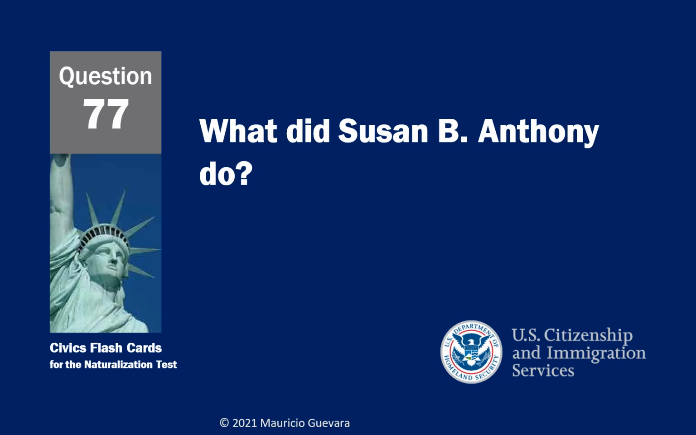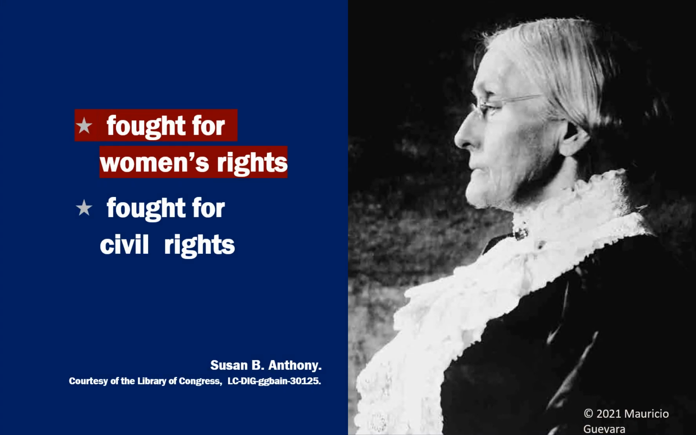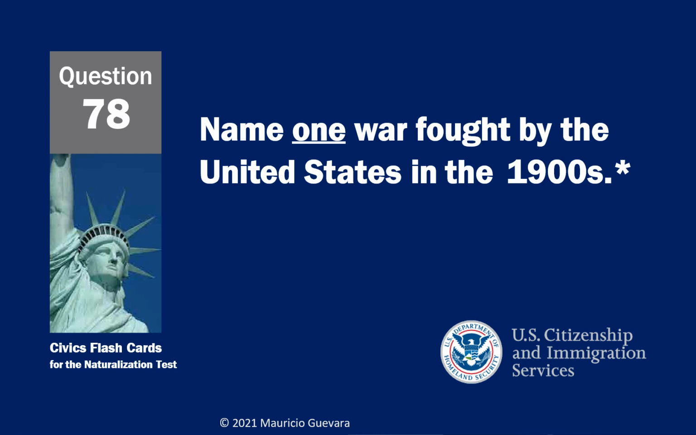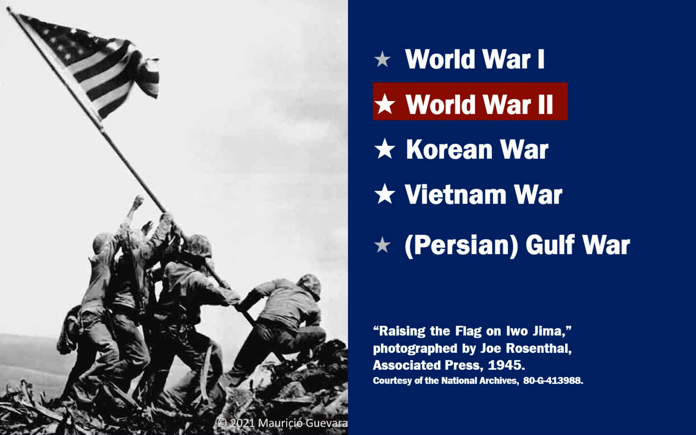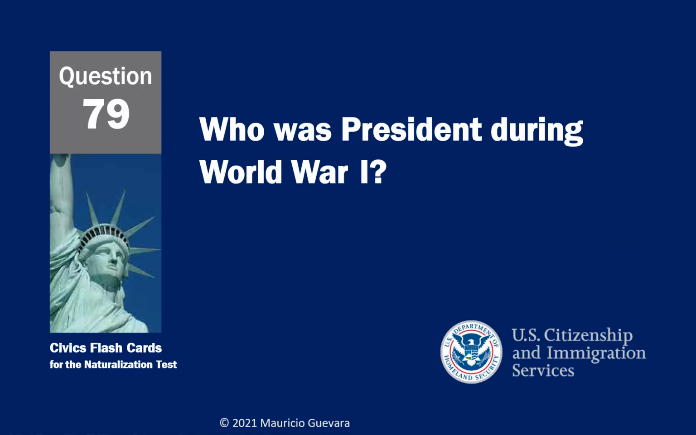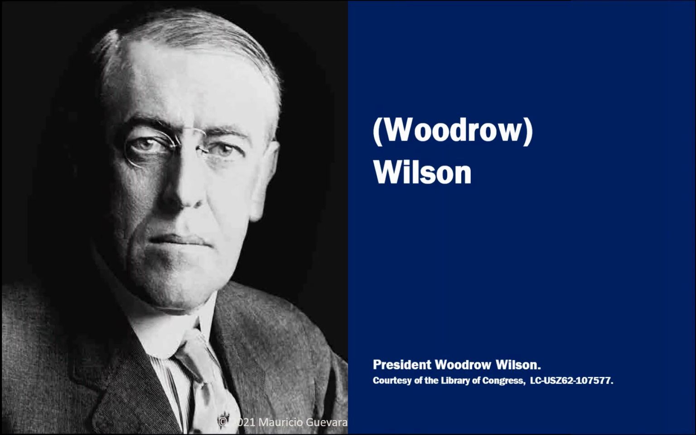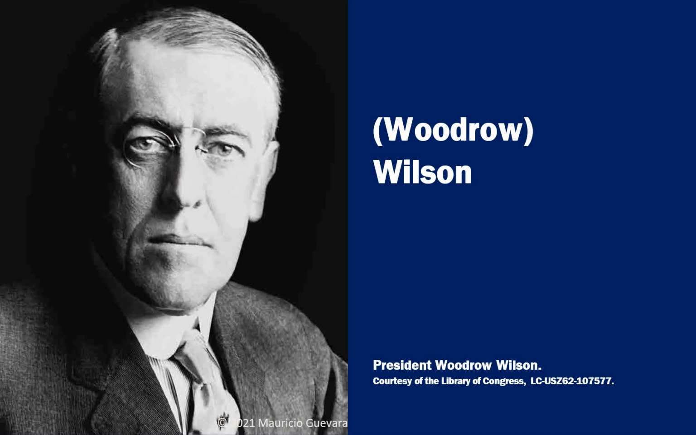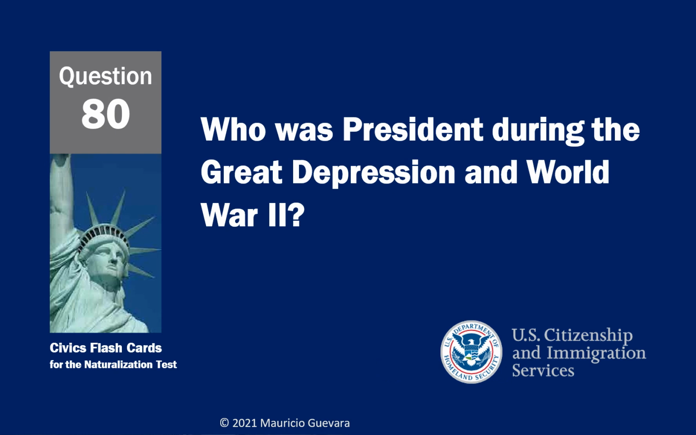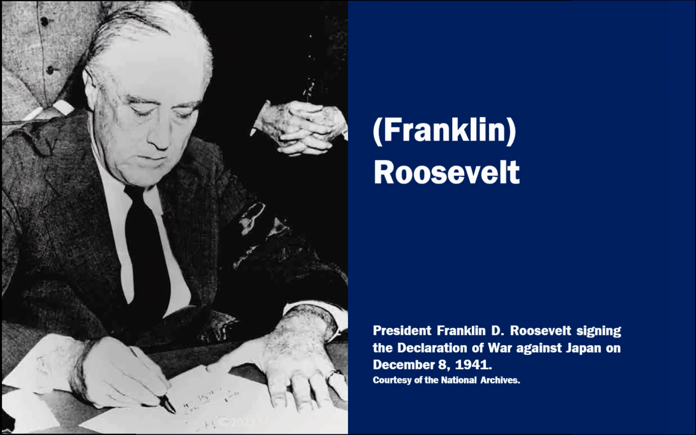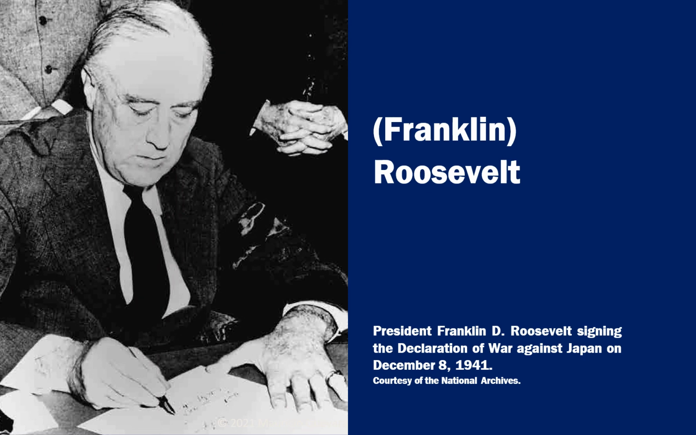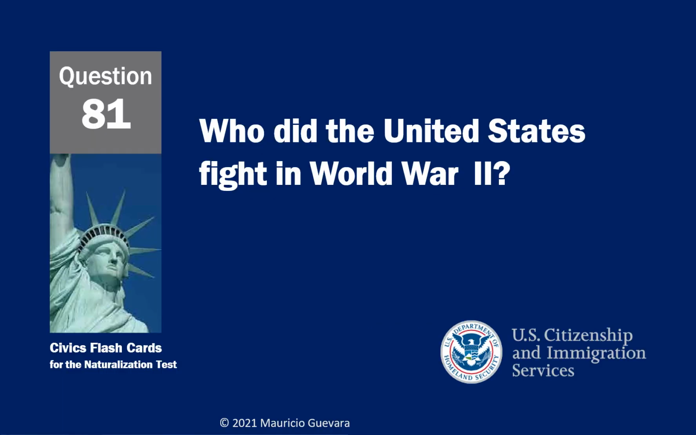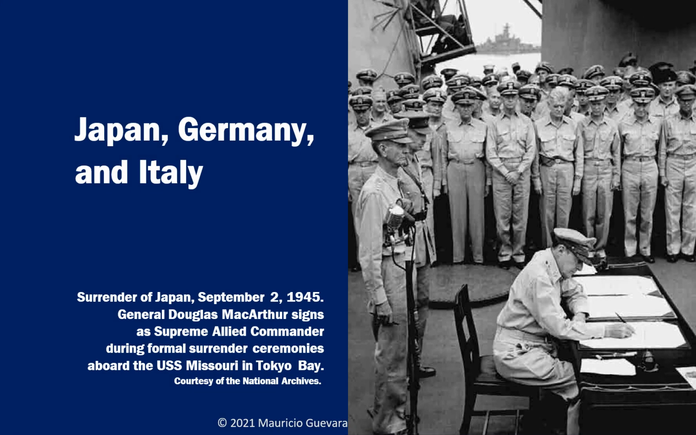What did Susan B. Anthony do? Fought for women's rights. Name one war fought by the United States in the 1900s. World War II. Who was president during World War I? Woodrow Wilson. Who was president during the Great Depression and World War II? Franklin Roosevelt. Who did the United States fight in World War II? Japan, Germany, and Italy.